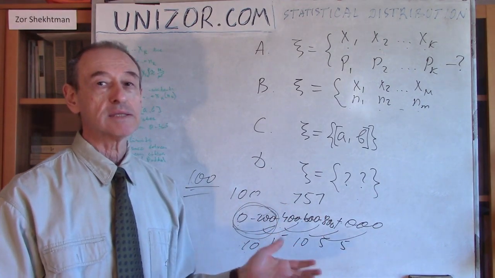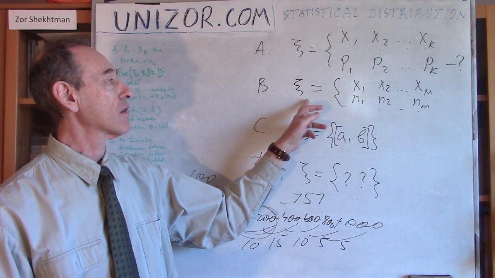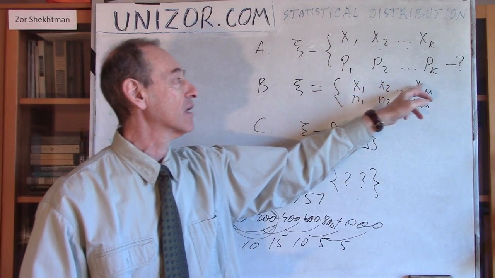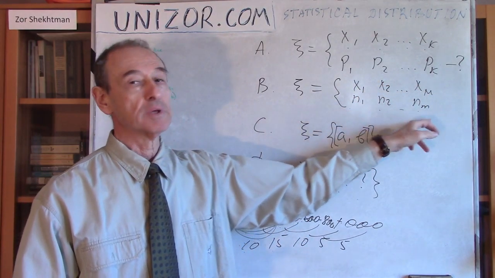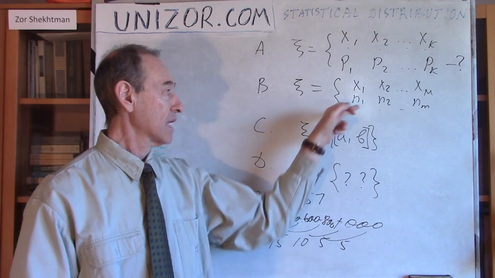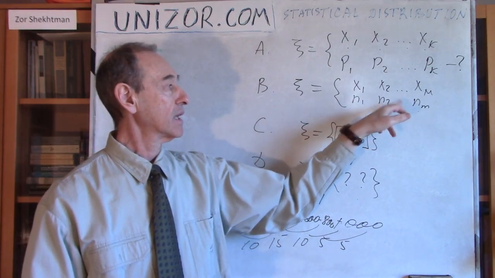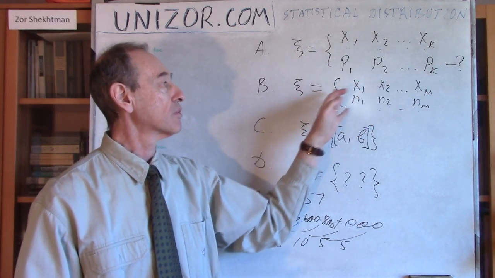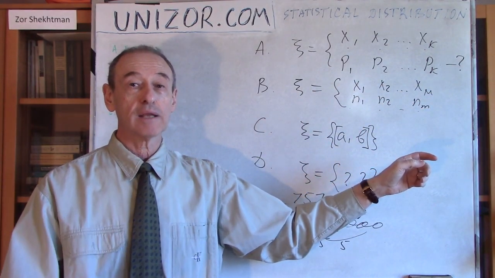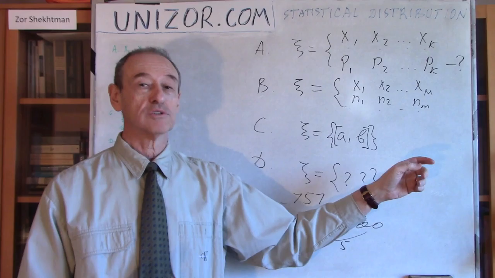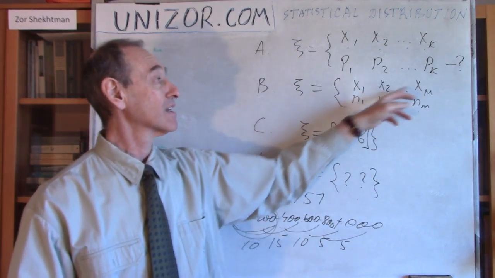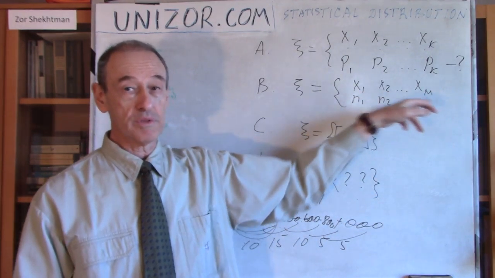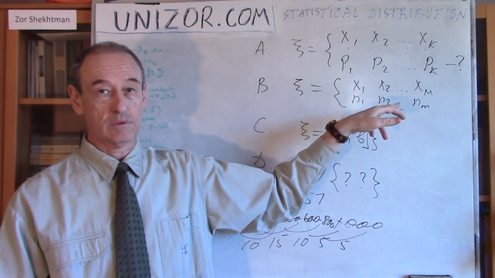I don't think it makes sense to say that our random variable takes only these values with these probabilities, I mean, N1 divided by capital N, etc. Because most likely, if you don't really know what kind of theoretical values the random variable can take, it can most likely take some other values, not only these which it already took.